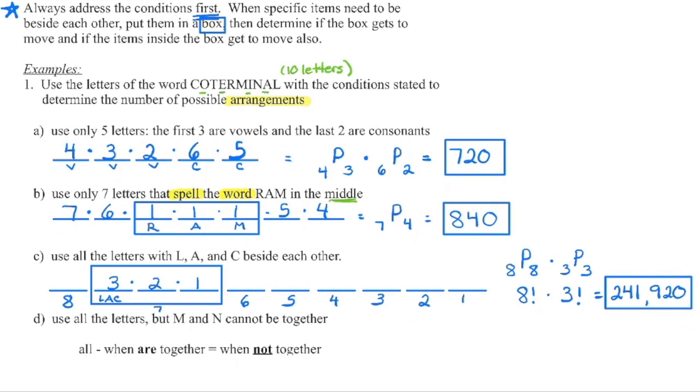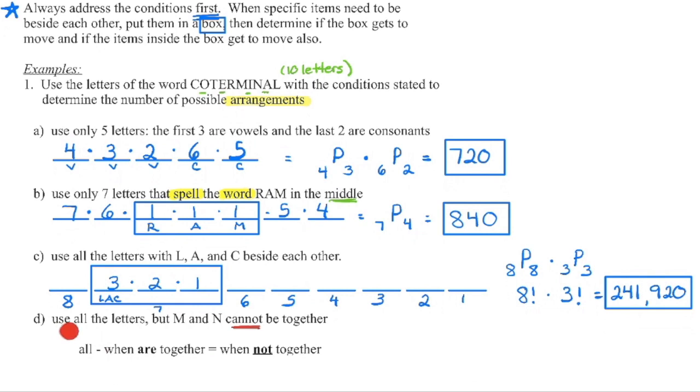And then in our last one here for number 1, we're going to use all of the letters, but M and N cannot be together. And there's a little trick here. If M and N cannot be together, if you can take all arrangements, remove the arrangements when they are together, you're going to be left with the arrangements when they are not together. So if you can remember all minus when they are together, that's going to equal when they're not together. That's a little trick that's going to help you out with these types of problems.